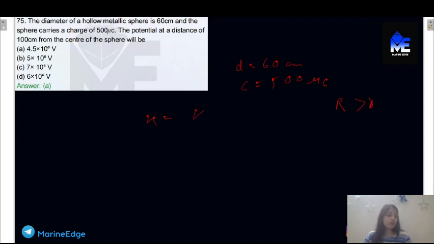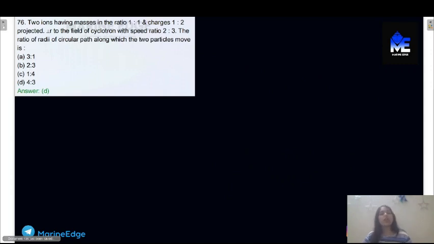So what is the formula? KQ upon R, correct? K is 9 into 10 to the power 9. Q we already have, 500 into 10 to the power minus 6, divided by radius, that is, we'll convert it into meter, SI unit. So we'll take it as 1. Now, even if we don't do the calculation, 9 into 5 is 45. So we get it here. The answer is A. Correct? You can use these tricks, right? Now, moving on. This question also did not need lifting a pen, right?